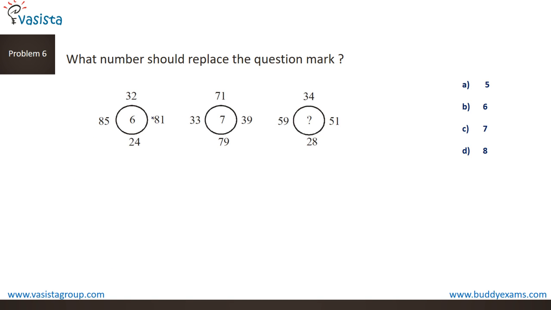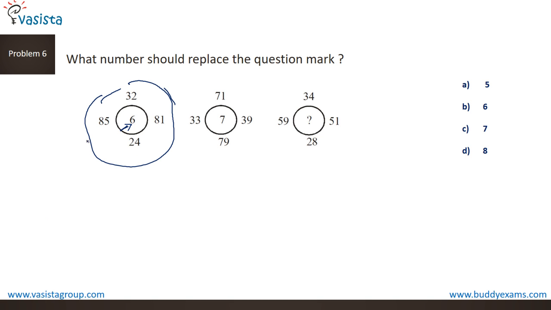So now 85, 81, 32 and 24. By finding the relation from all these numbers, we should get 6, right? How can we do it? There's a question mark, right? So let us go with this way.